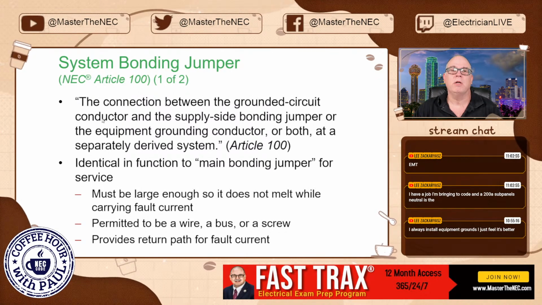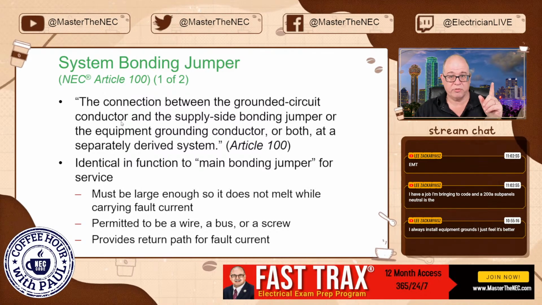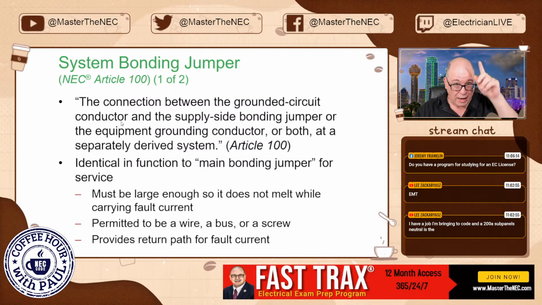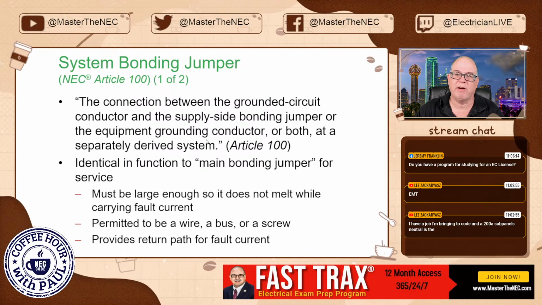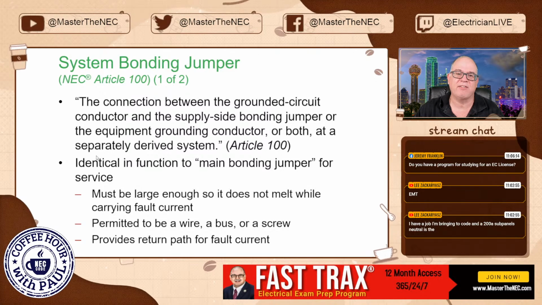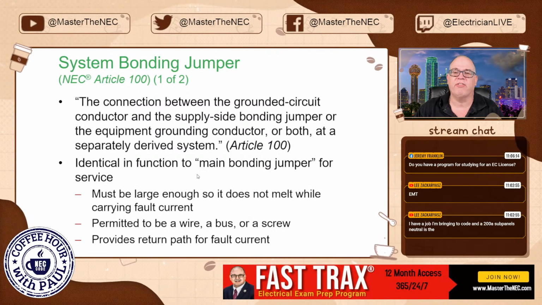All right, so the connection between the grounded circuit conductor, okay, so that's the grounded one, that's the yellow with the white coming in, okay, and the supply side bonding jumper or the equipment grounding conductor or both at the separately derived system, it is identical to the function of the main bonding jumper.